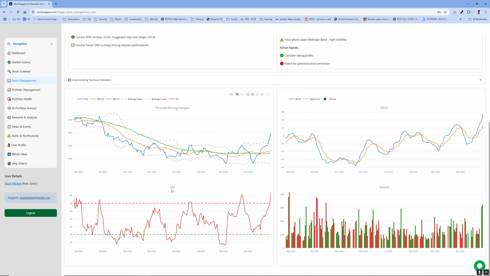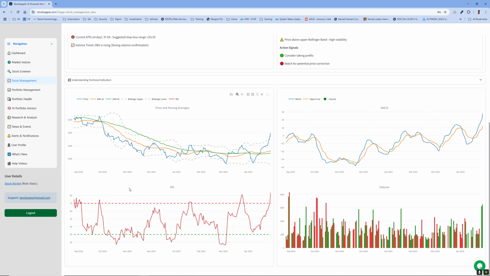In correlation to this, RSI is basically your relative strength index. It's a momentum oscillator that measures the speed and change of price movement on a scale from 0 to 100. You're going to see two lines over here. One is at a level of 30 and the other is at the level of 70.